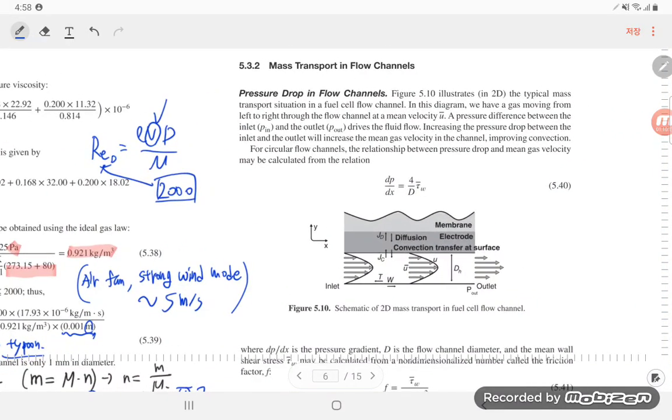Next chapter, mass transport in flow channel. Okay, actually, analyzing turbulent flow is almost impossible. But in laminar flow, we can start from the governing equation, and we can derive some specific relationships between terms, like Reynolds number or the friction factor or friction coefficient, something like that. So that makes it somehow simple to analyze.